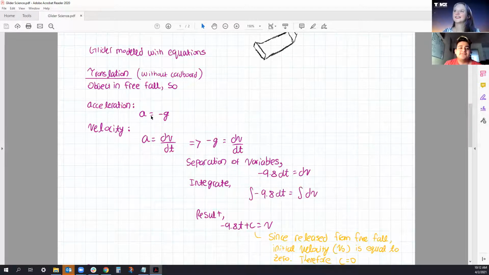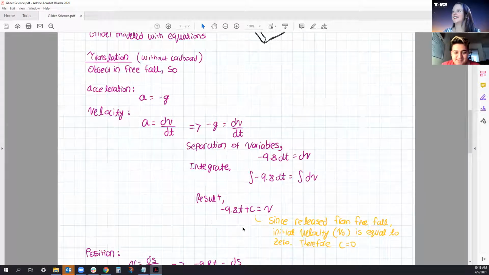I don't really have tools to measure the acceleration accurately. So I just started with gravity, which is negative g. And the velocity of an object would be the integral of its acceleration, I'm sorry, you would take the integral of acceleration to get you the velocity. And as you can see, I go through that process to get the result of negative 9.8 t plus c.